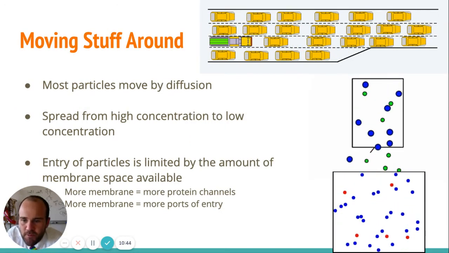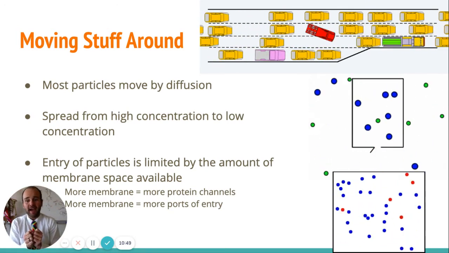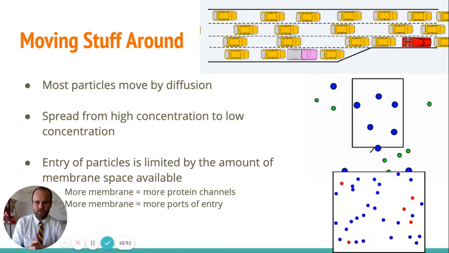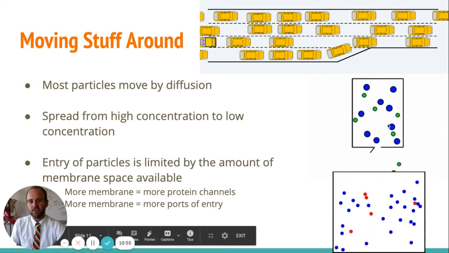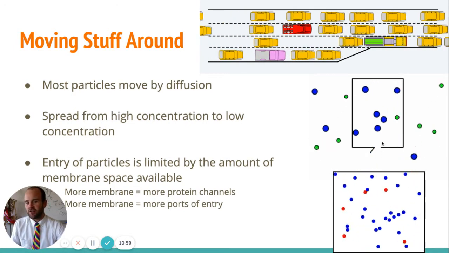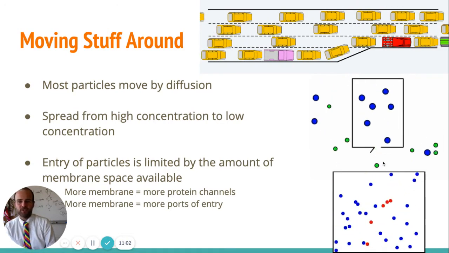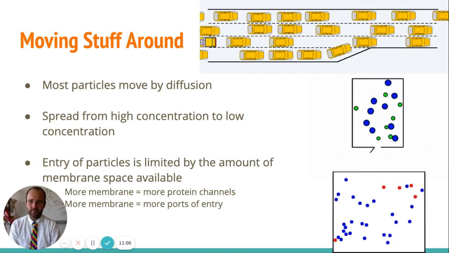Most particles are going to move around by diffusion. So diffusion is spreading from a high concentration to a low concentration. We can kind of see that random movement in these GIFs here of particles where the doors open, where we have a high concentration, and they're going to start to spread to that low concentration. So diffusion isn't going to be a lightning quick reaction.